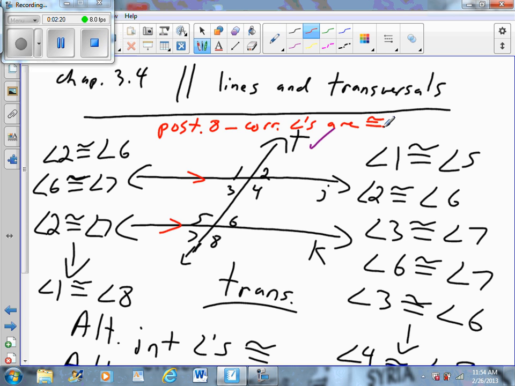Now, what do we know about angles 1 and 5? They're corresponding angles. What can we say about them? They are congruent. What about 2 and 6? Same thing, right? So all the set of corresponding angle pairs we can identify here are congruent.